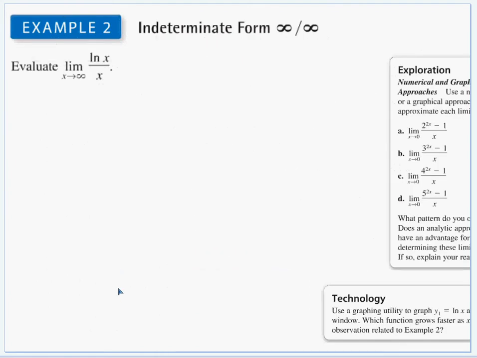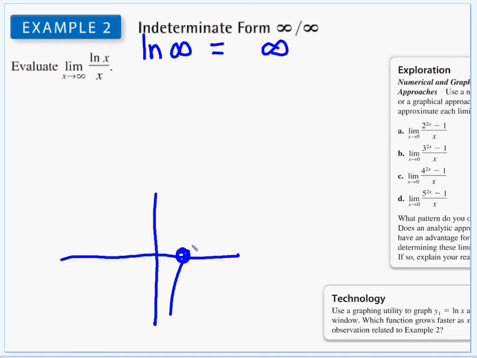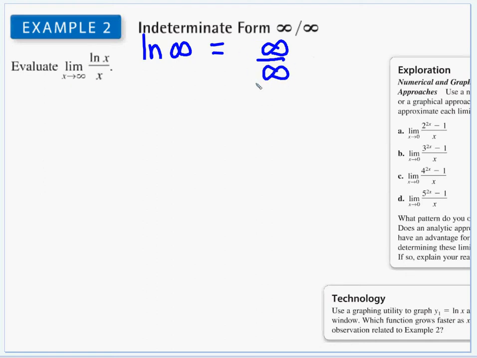Okay, example 2. If we try direct sub, they kind of spoil it up here. They tell us the indeterminate form. If we put infinity in, we're going to get the ln of infinity, which is infinity. Remember, the natural log graph looks like this. As we head out toward infinity, we are heading up also toward infinity. And denominator, direct sub the infinity in. So direct sub gives us infinity over infinity. That is our indeterminate form.